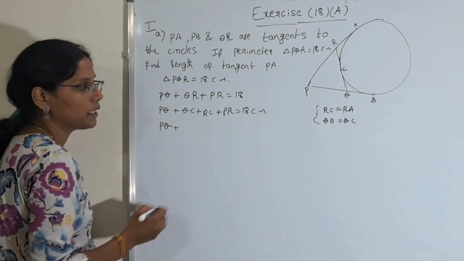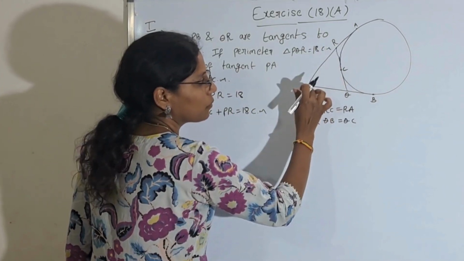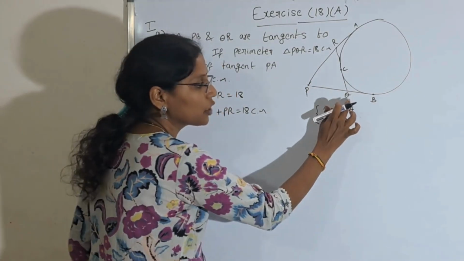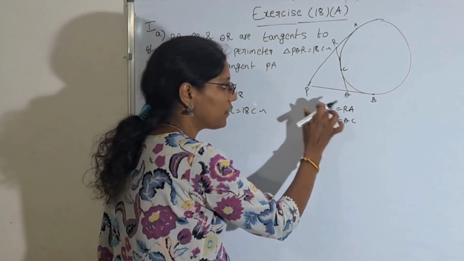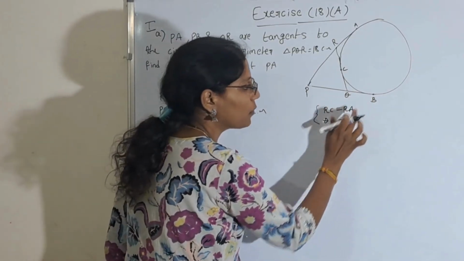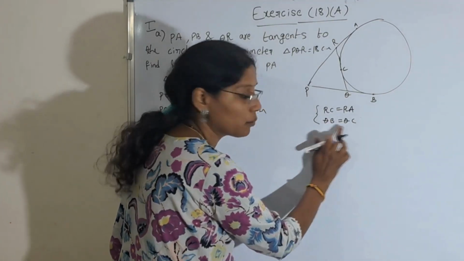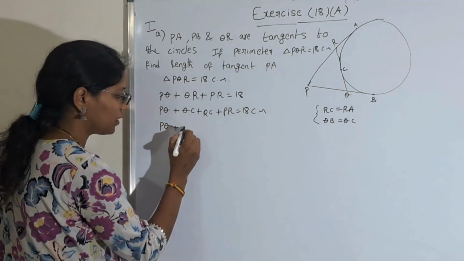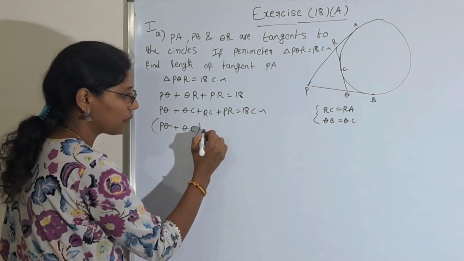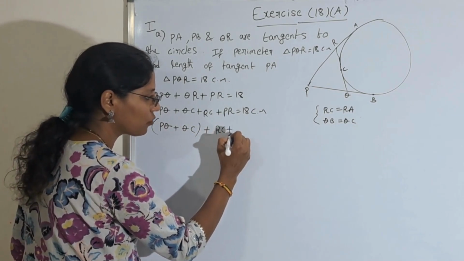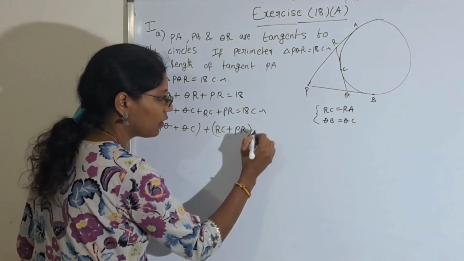PQ plus here PQ plus QB we need. That time only we will get PB. QB, how much it will, how it will come? Here QC is equal to QB. So QC I will write here. This is one bracket. Remaining two, one bracket we have to take, PR.